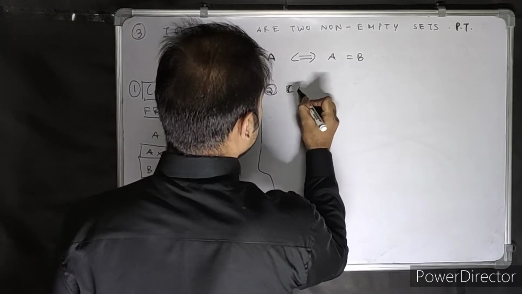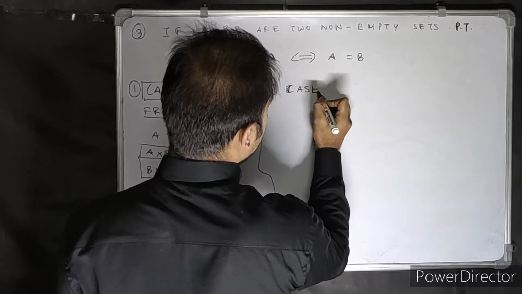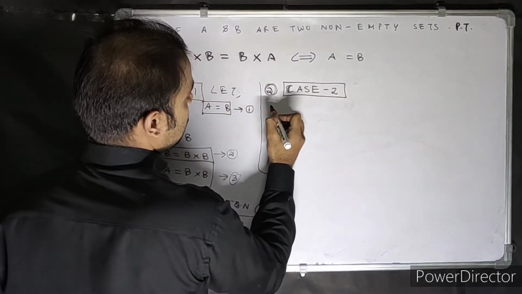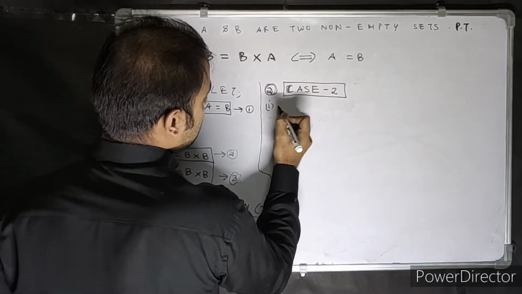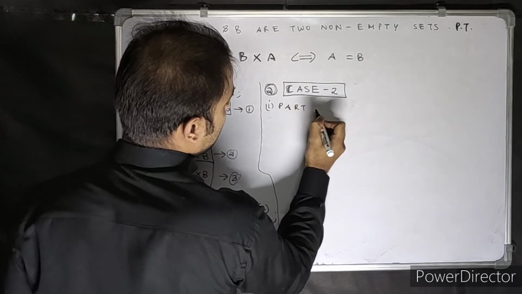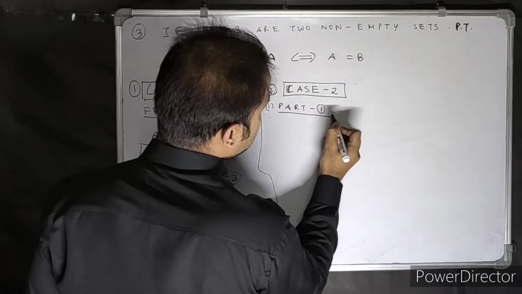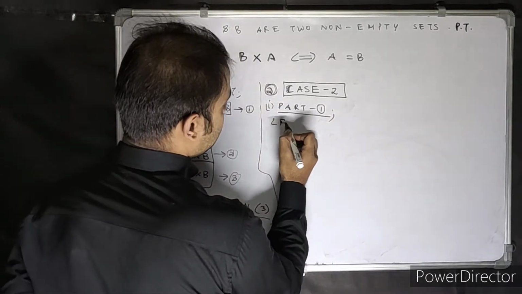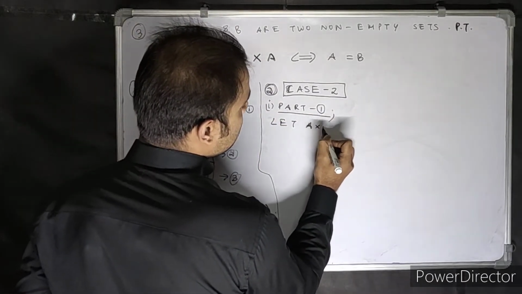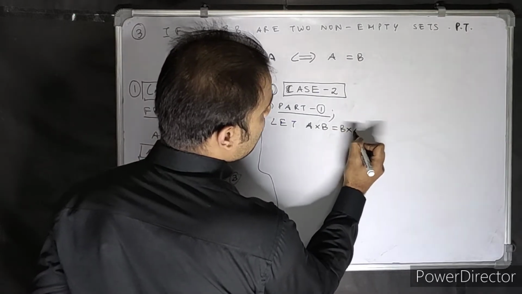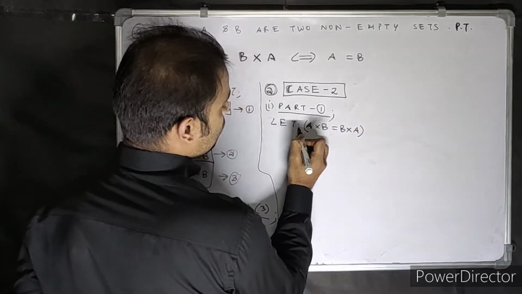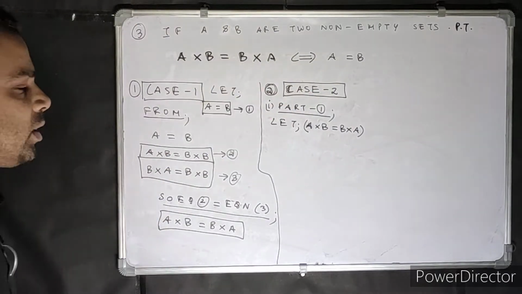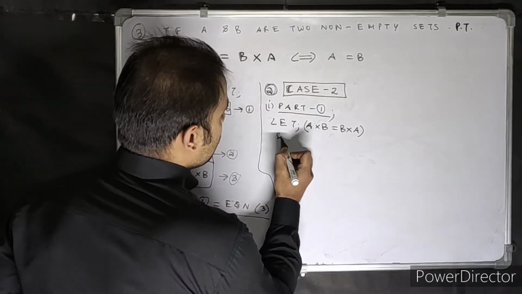case 2. In case 2 there are two parts. This is part 1. What do you have to do? You have to write: let A cross B is equal to B cross A. So start with this, because we had started with A is equal to B in the first case, now we'll start with this.